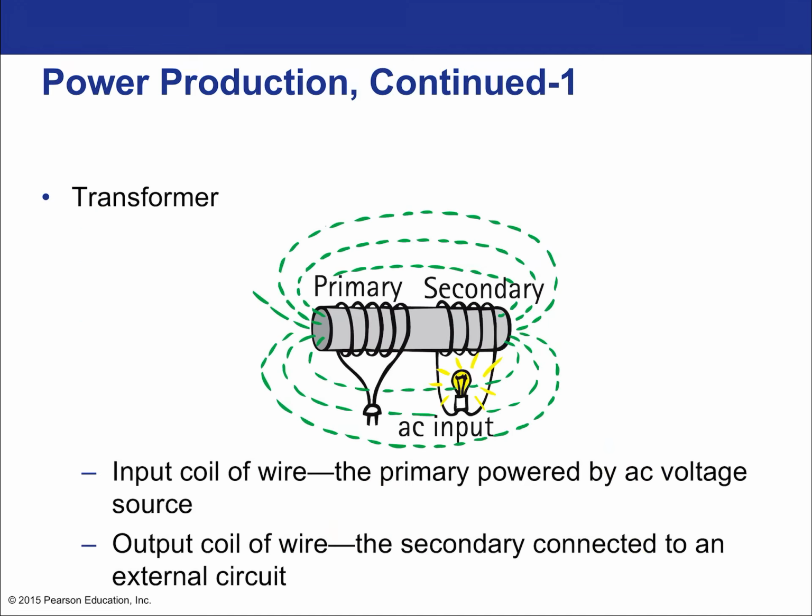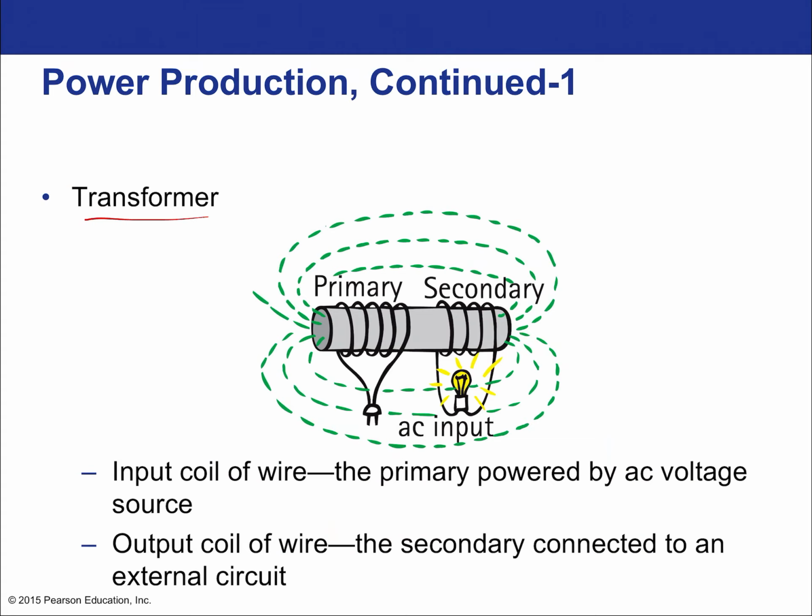Okay? So another amazing application of Faraday's law is the idea of transformers. And this is so crucial because this means that we can generate power at a certain voltage, but then have a different voltage in our homes. Okay? So let's talk about it. So what is a transformer? Well, it has an input coil and an output coil.